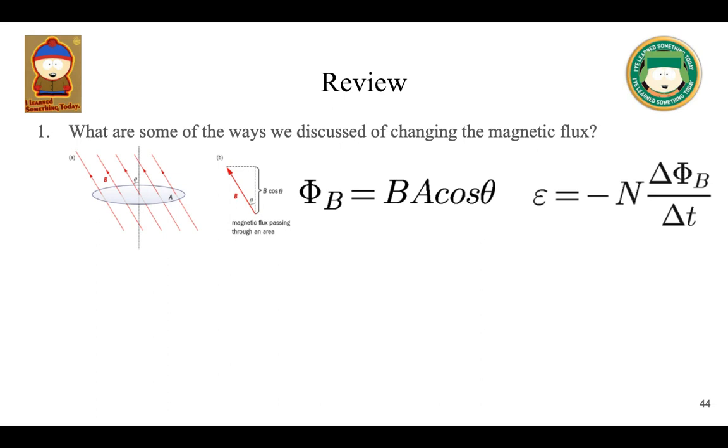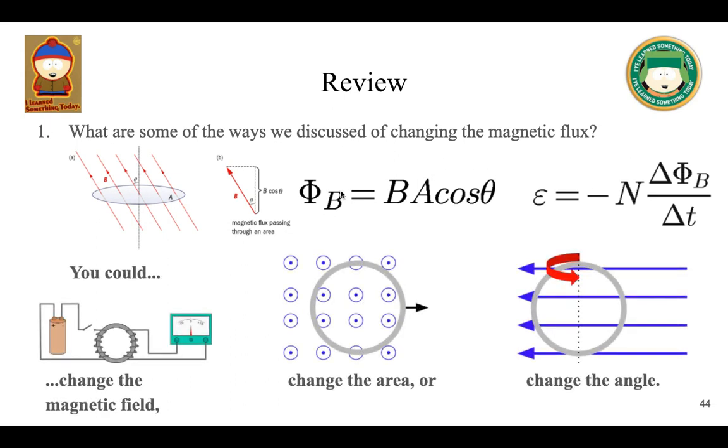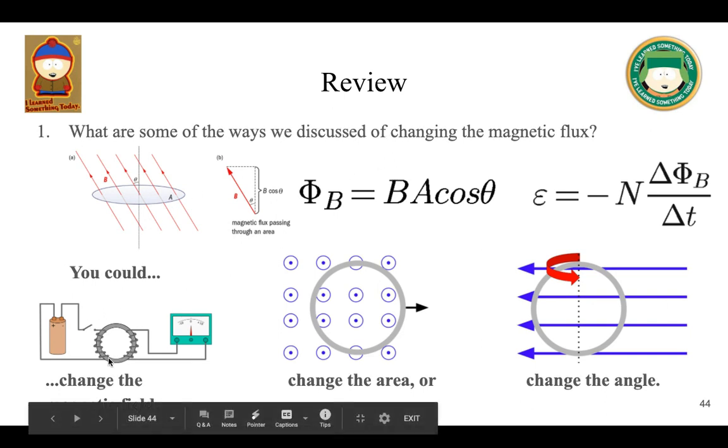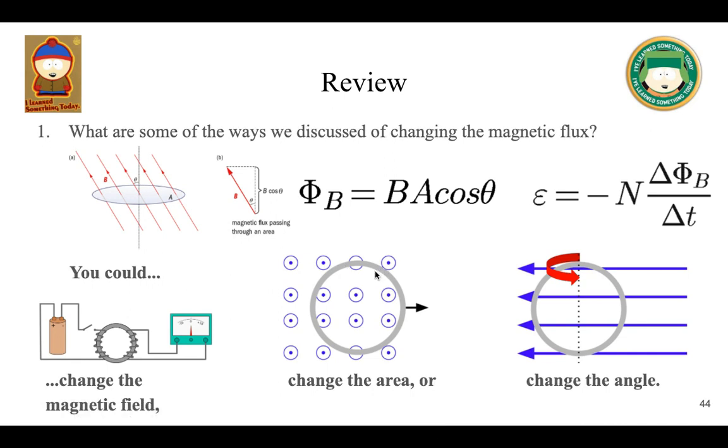So, to review, what are some of the ways we discussed of changing the magnetic flux? Well, look at your formula for magnetic flux, and you can change this thing, you can change this thing, or you can change this thing. So you could change the magnetic field. By closing the switch, you're going to have a changing magnetic field. So that would be one way of changing the flux through this loop. You could move your loop out of or into a magnetic field, which would change the area that's getting the magnetic field. So that's what we did in most of this part of the slides. And the last thing you can do is you can change the angle between your area and the magnetic field.